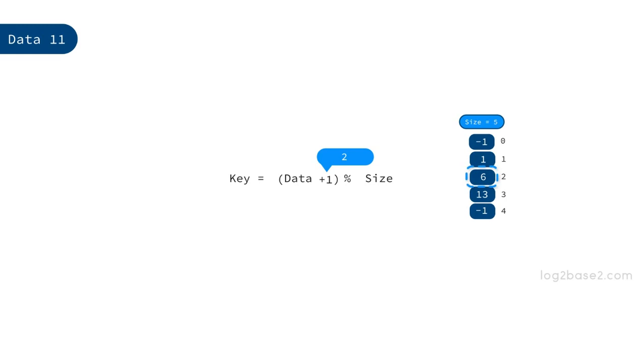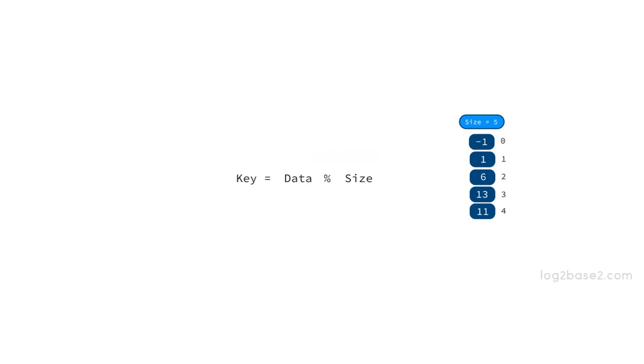So check index 2 and it is holding value 6, that is, it is also not free for insertion. So increment i and apply data again in this equation. Now we will get (11 plus 2) mod 5, that is 13 mod 5, which is equal to 3. So check index 3 and it is also not free. So again increment i and apply data in this equation. And now we will get (11 plus 3) mod 5, that is 14 mod 5, which is equal to 4. So check index 4 and it is free. So insert 11 at index 4 and that is done.